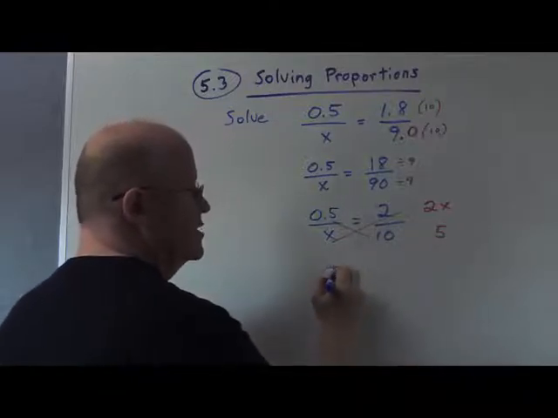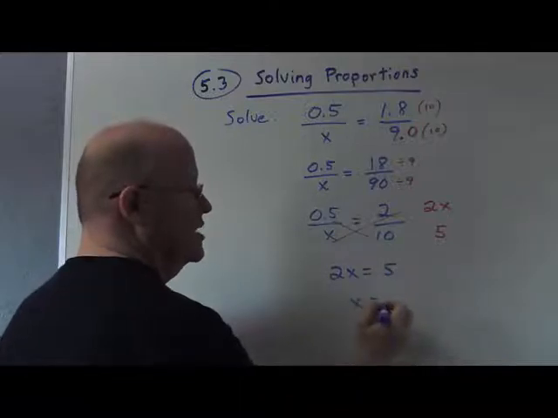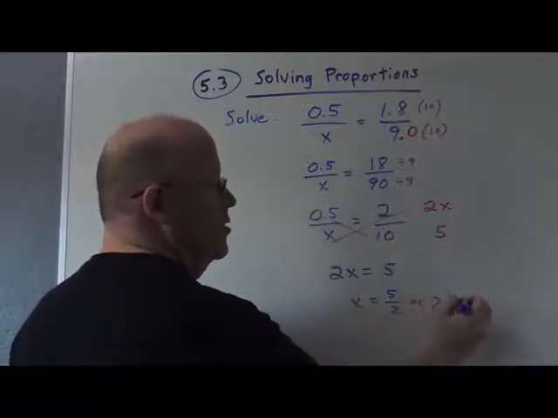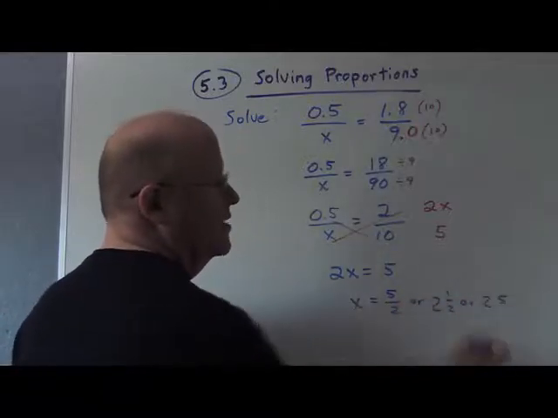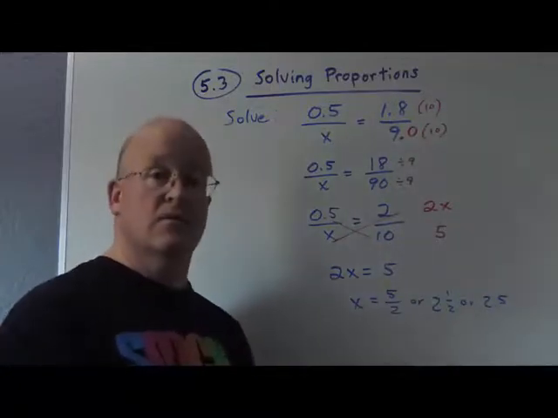So I've got the equation 2x is equal to 5, and if I divide each side by 2, I have 5 halves, or 2 and 1/2, or 2.5 if I want to write that as a decimal. Any of those three could be considered correct.